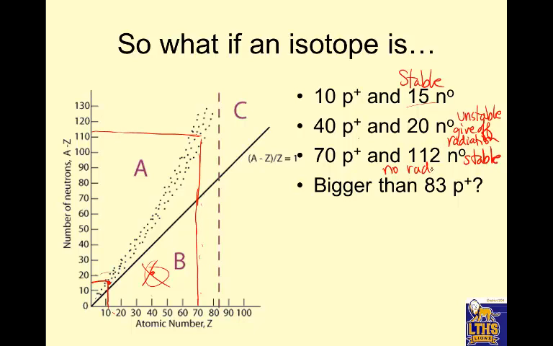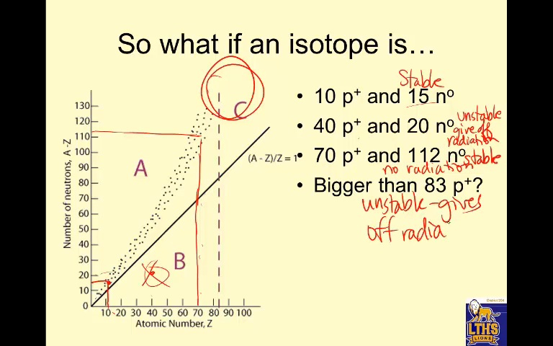No radiation. Okay. What if it's bigger than 83 protons? So here's 83 protons, we're up here. Guess what? No dots up there, so unstable. Okay. Gives off radiation. Now, if atoms are really heavy, the kind of radiation they're going to give off is probably alpha particles, because every time it gives off a 4,2 He, then the nucleus gets lighter by 4 particles. Okay, so heavy, unstable isotopes usually give off alpha radiation.